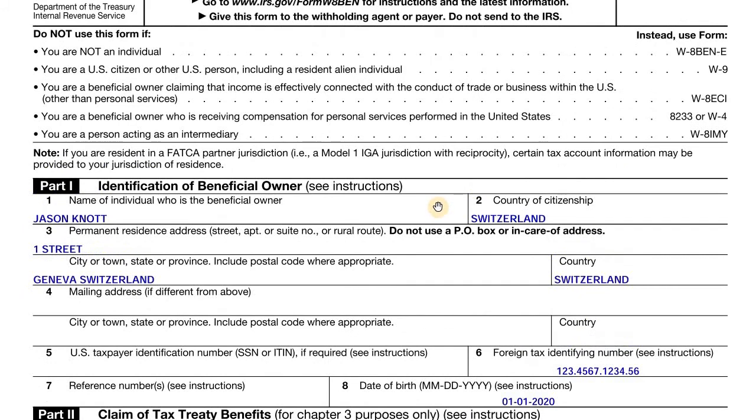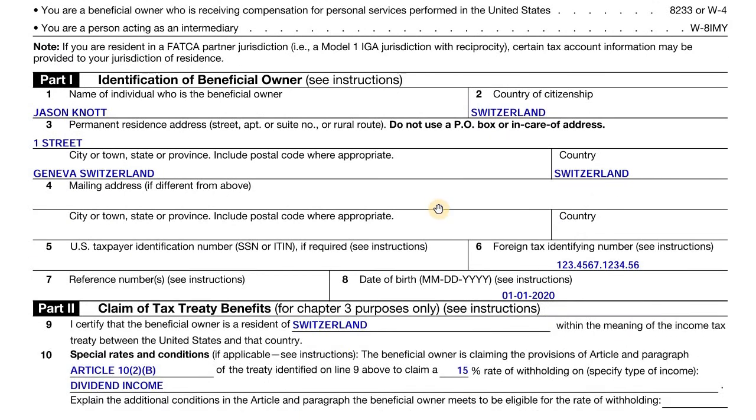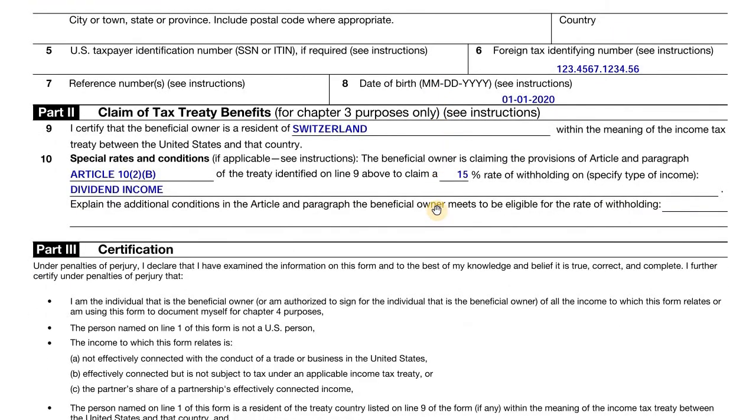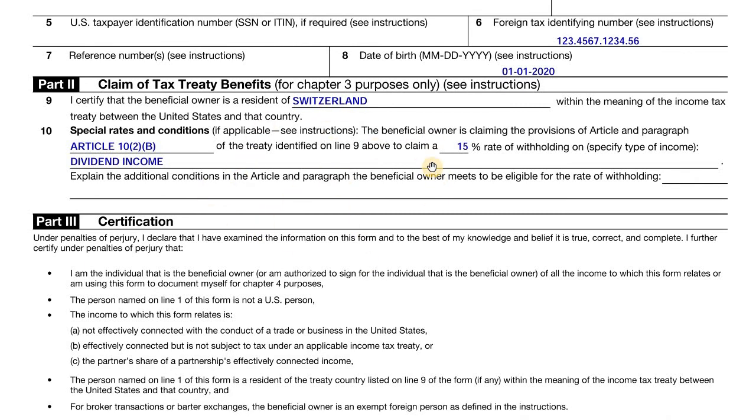You can see it's a very simple one-page form for individuals, but there can be a lot of moving pieces, particularly in this Part 2 section, to see whether or not you qualify.